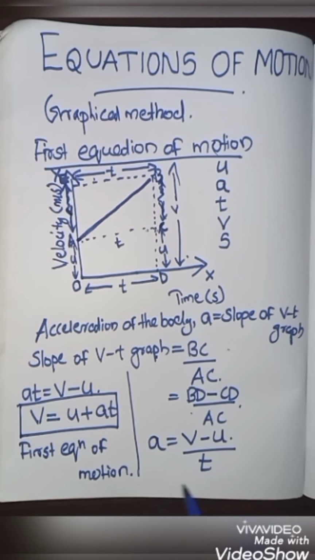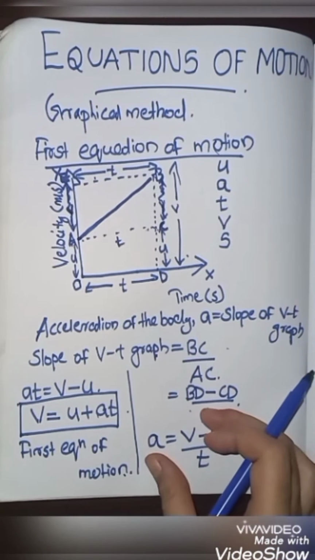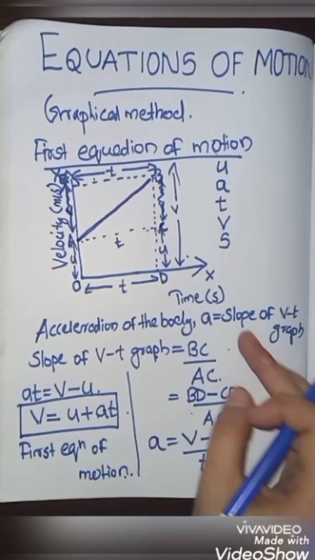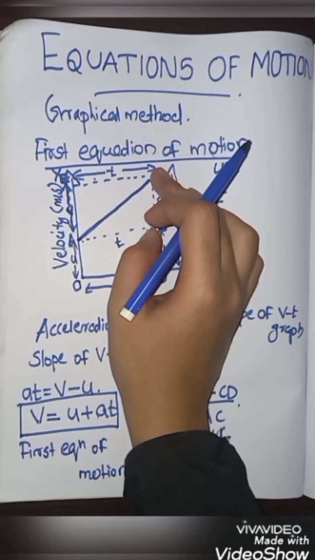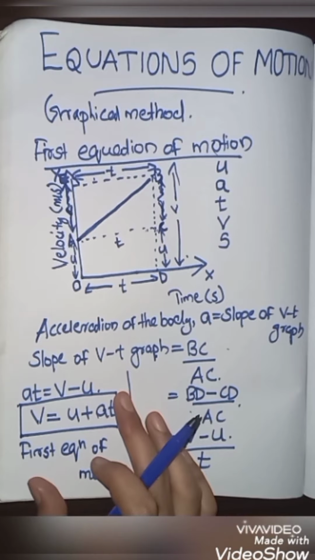Then we rearrange this equation as V is equal to U plus AT. Then we get the first equation of motion, that is V is equal to U plus AT. This derivation is very important. Here the first equation of motion is derived by using the velocity time graph. Hope you understand this. Then we move on to the second equation of motion.